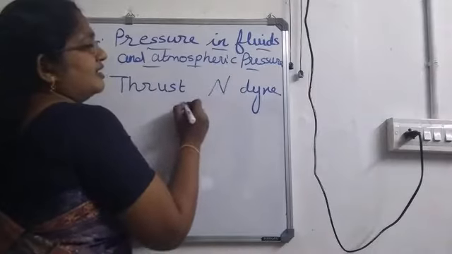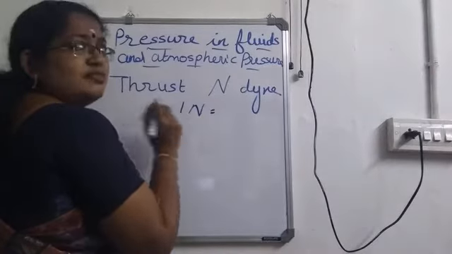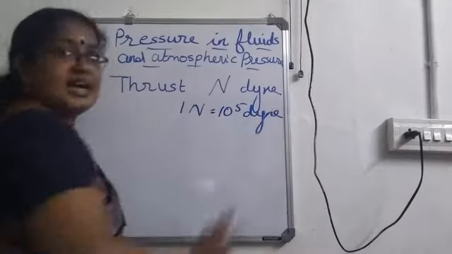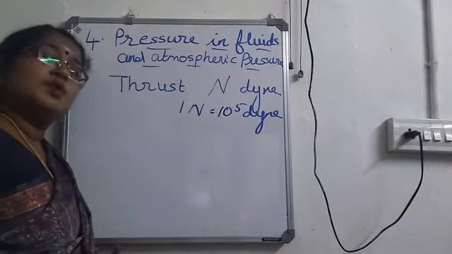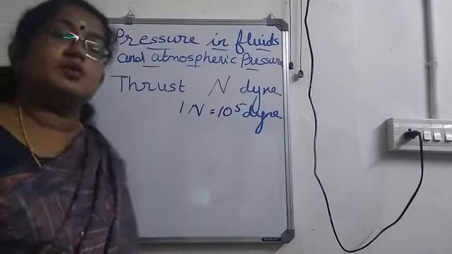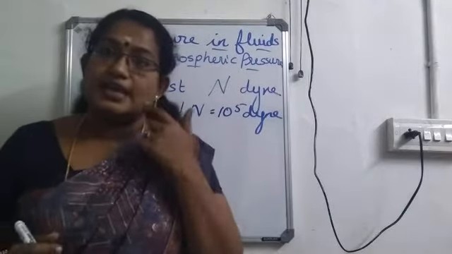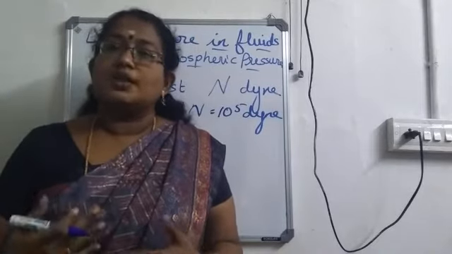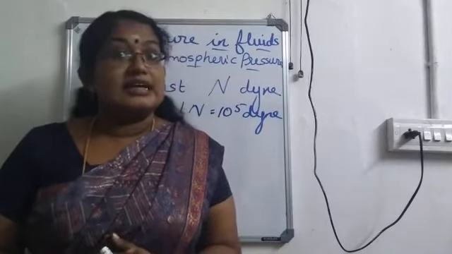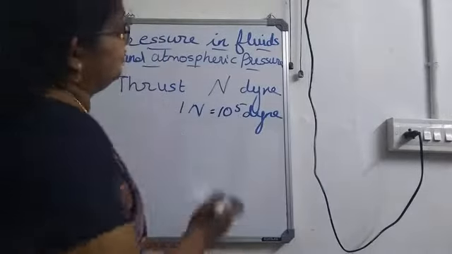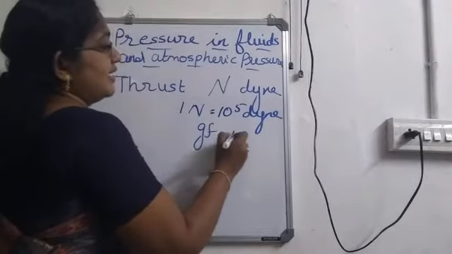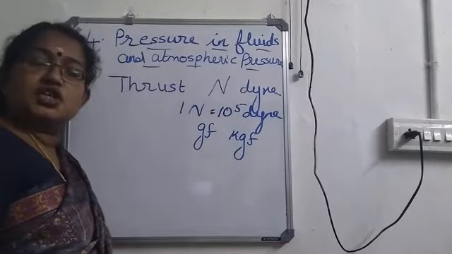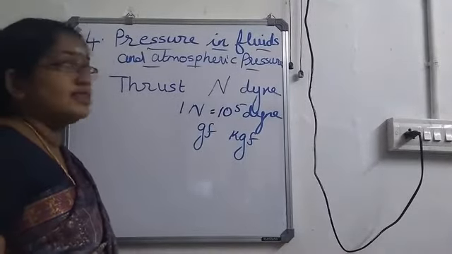In the last chapter we learned the relation, isn't it? 1 Newton is equal to 10 raised to 5 dyne. Now, what about the other units? Besides the SI and CGS units, we also have the gravitational units. What are they? Gram force and kilogram force, gf and kgf, are the gravitational units of force or thrust.